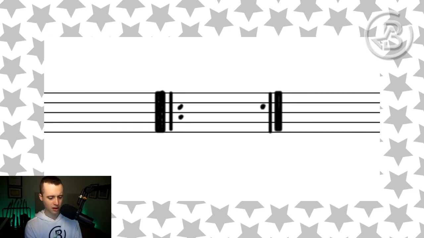And then add a dot above and below line 3 of the staff.